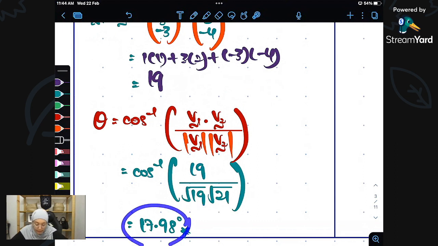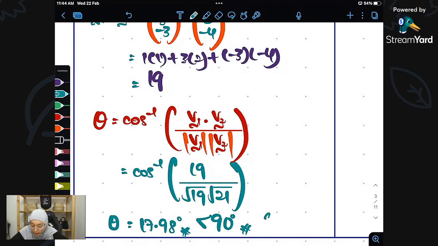You will get theta equals 17.98 degrees, which is less than 90 degrees. So we are done here, because it asks for the acute angle. For an acute angle, you must make sure it is less than 90 degrees. And so we have done 12A.